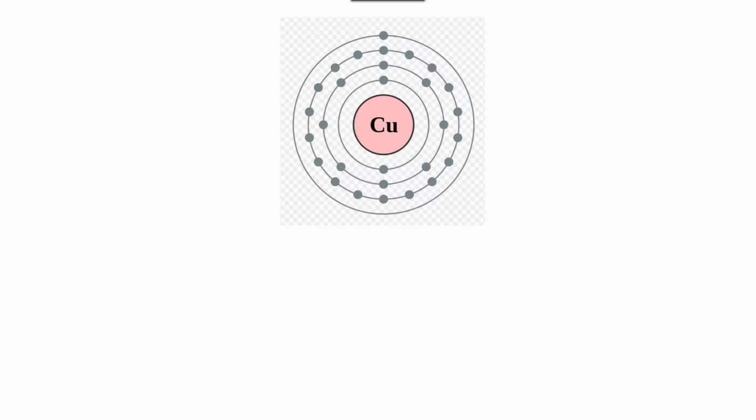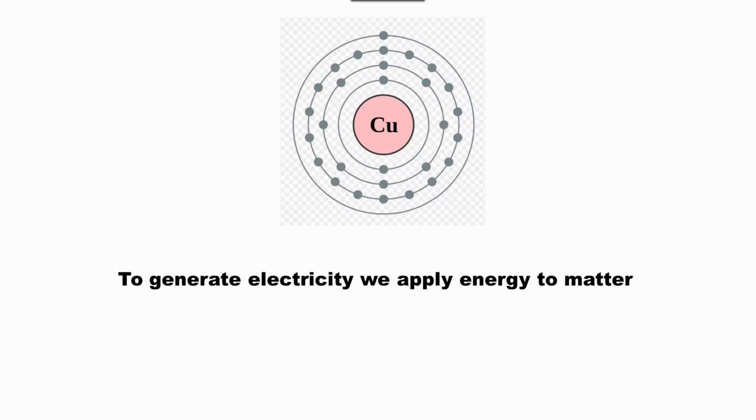In order for us to generate electricity, we must apply energy to matter. When we apply enough energy, we can free some electrons. When this is done properly, we can get negatively charged electrons to flow through a material like copper or silver that we call a conductor. Electricity is simply the flow of electrons through a conductor.